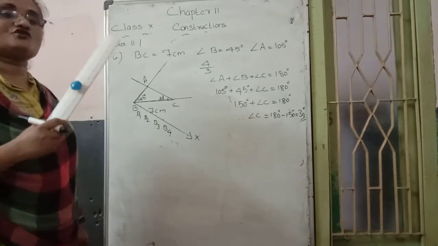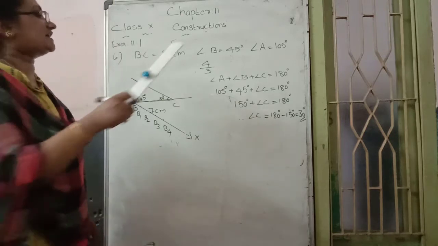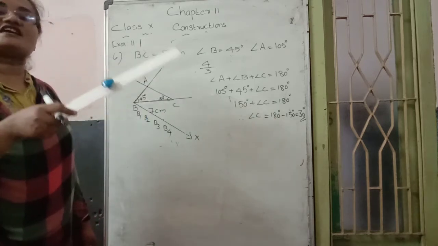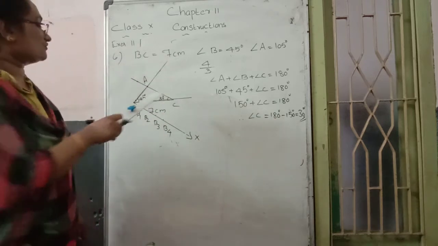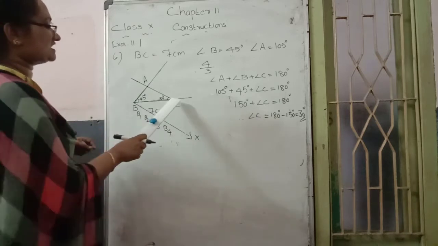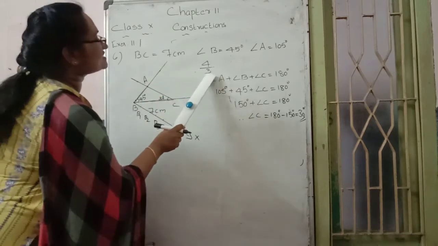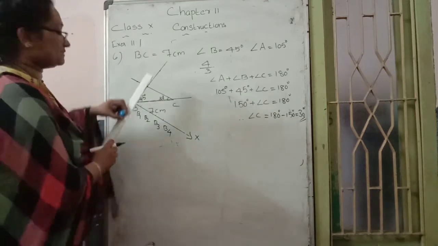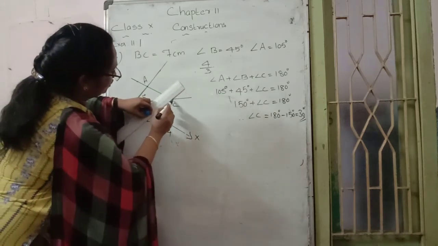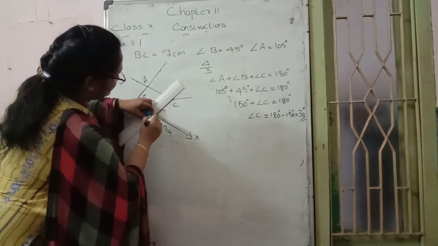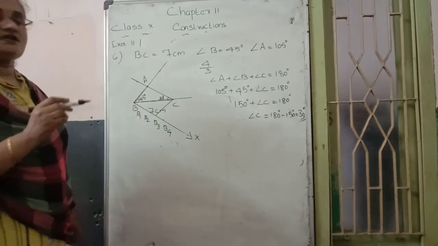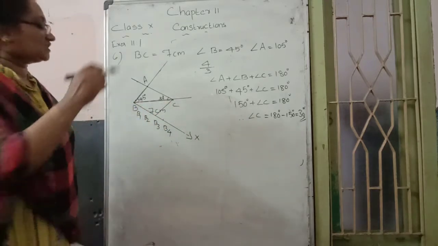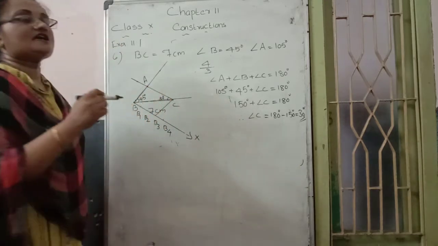Then joining: how to join to the vertex of the original triangle? Based on the denominator. Take that measurement and join to the vertex of the original triangle ABC. Here the denominator value is how much? 3. 3 means B3. Join B3 to point C. Then B3C is the line. Draw the parallel line for B3C.